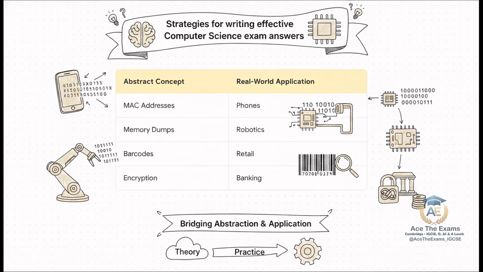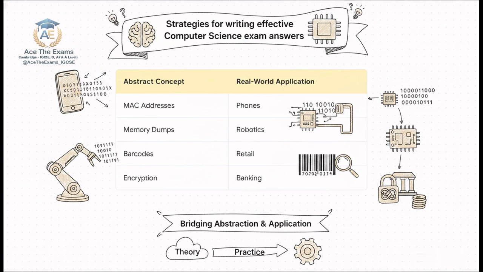To bridge that massive gap between textbook abstraction and exam application, you need to map abstract concepts directly to real-world uses. Let's run through some. Take mobile phones. Phones use MAC addresses, which are often represented in hexadecimal. But remember, hex is just a human-friendly representation of underlying binary data. Or take robotics. Robotics use binary for memory dumps and processing real-time sensor readings. What about retail? Imagine you're at a checkout. Retail uses barcode scanners that physically convert light reflection into binary ones and zeros, and then back to denary to look up a product price in a database.